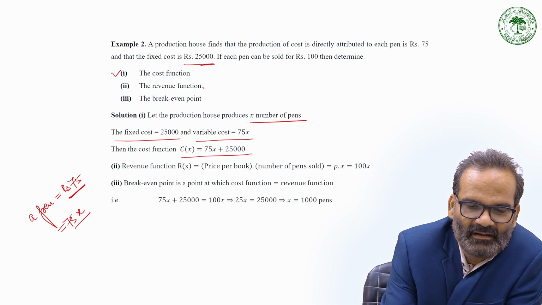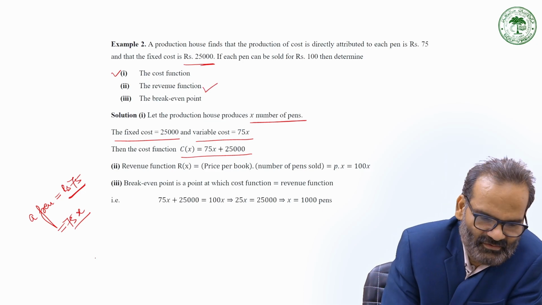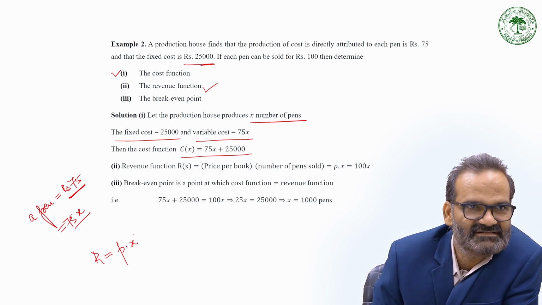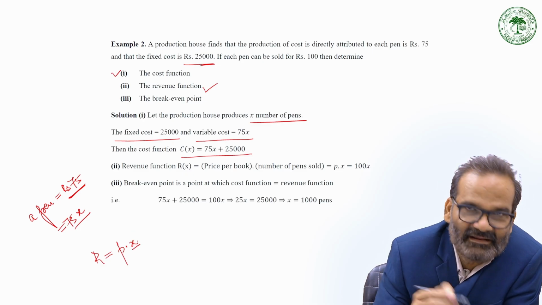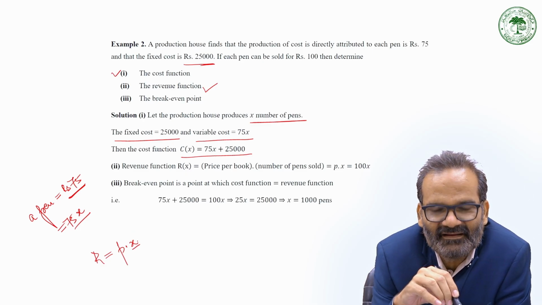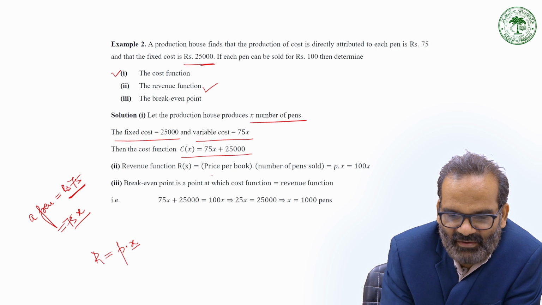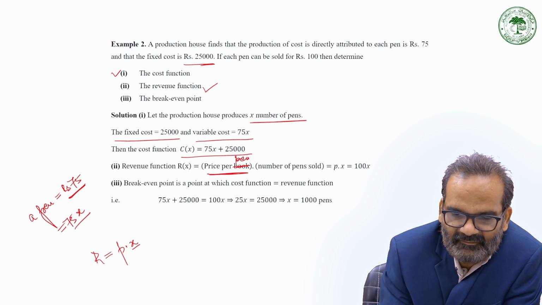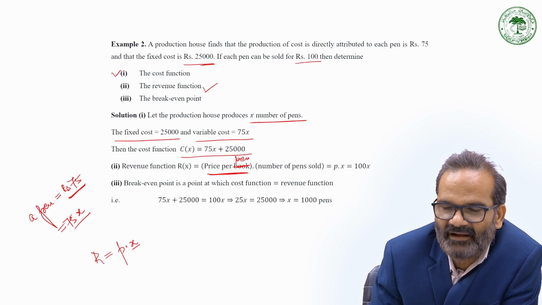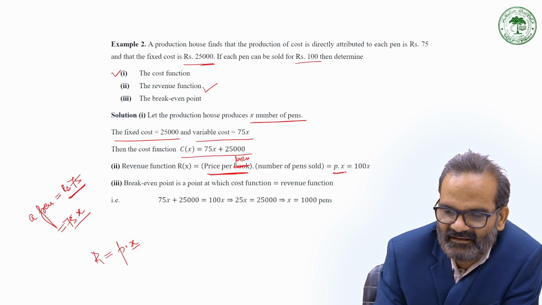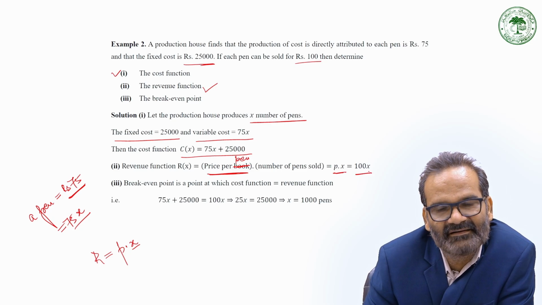Case 2, the revenue function. You know what is the revenue? Revenue is equal to P into X. P means the price per unit of a commodity, X number of commodities sold. Right? So the revenue function R(x) is price per pen, number of pens sold. The price of a pen is given as 100 rupees, that is P. P is given as 100, so the revenue function will be given as 100x.